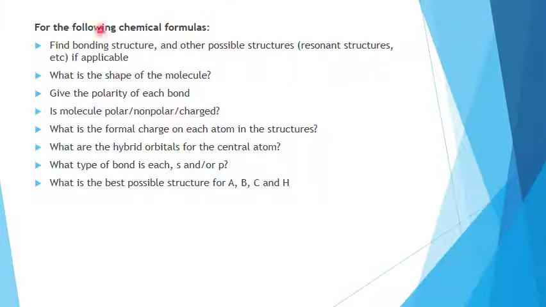So I gave you a list of molecules and their chemical formulas. You are given the chemical formula first, and from that you can figure out other information. So we're going to find the bonding structure, the shape of the molecules, the polarity of each bond, whether the molecules are polar or nonpolar, the formal charge, and the hybridization of the central atom. Is the bond sigma or pi? And what is the best possible structure for a few of them?